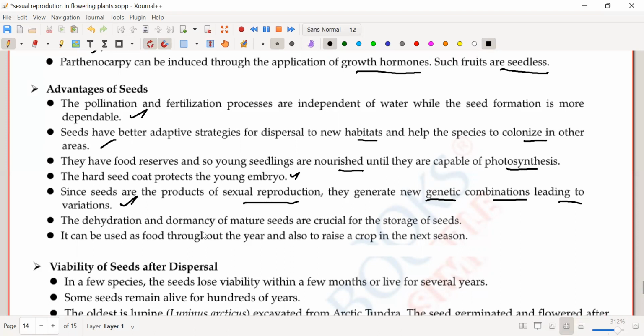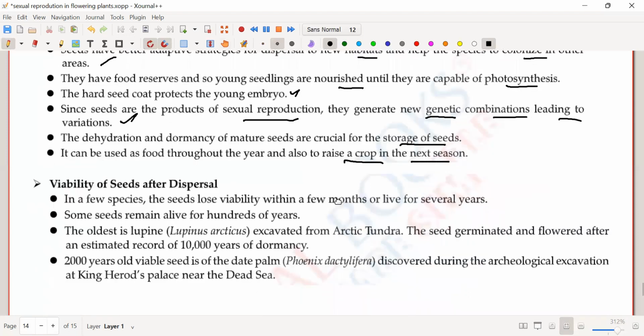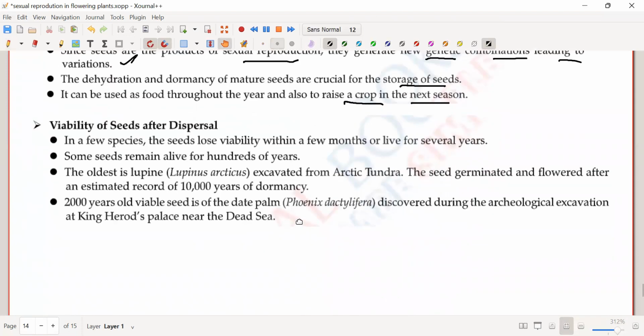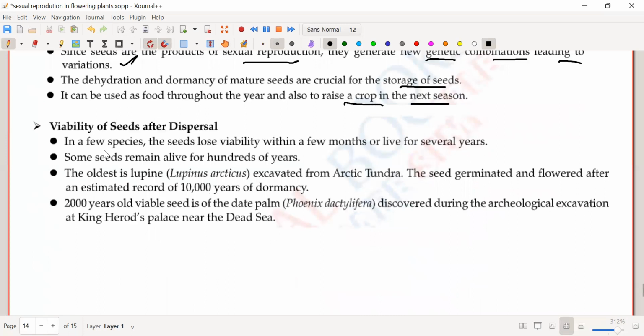The dehydration and dormancy of mature seeds are crucial in storage of seeds. We spoke about that Kumbh Mela center, that is storage of seeds in case of very, very bad famines. It can be used as food throughout the year and also to raise the crop for the next season. Viability of seeds. In a few species, the seed loses viability within a few months or lives for several years.